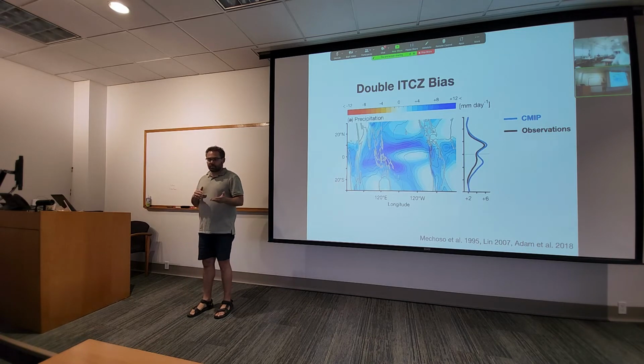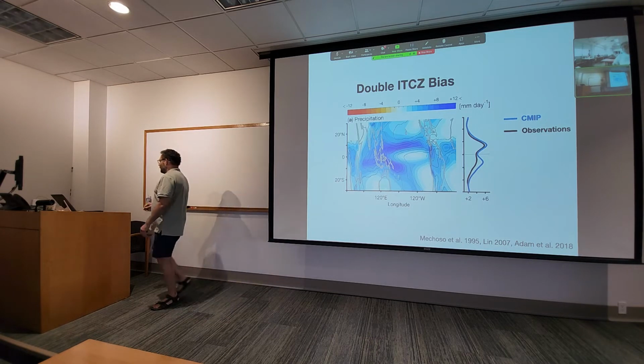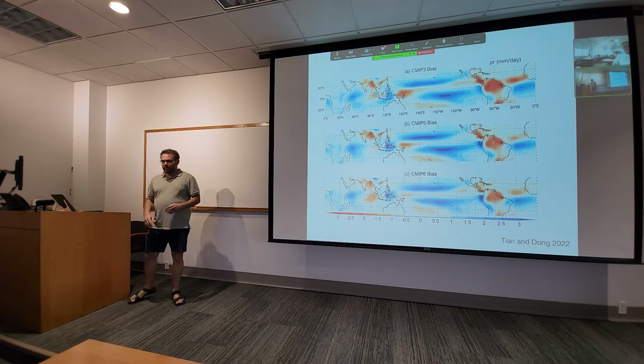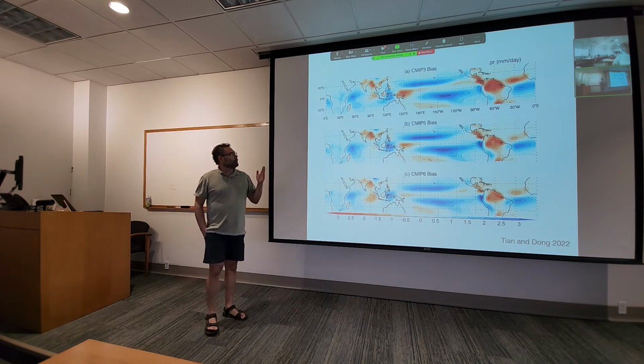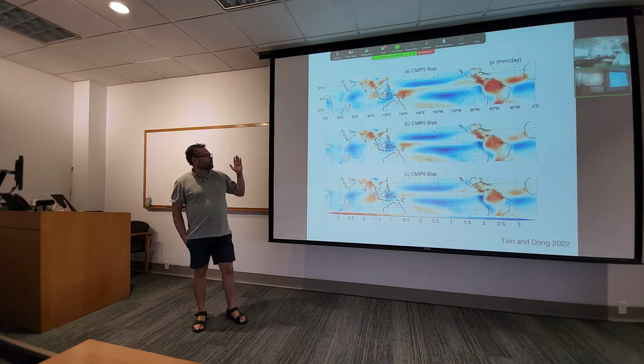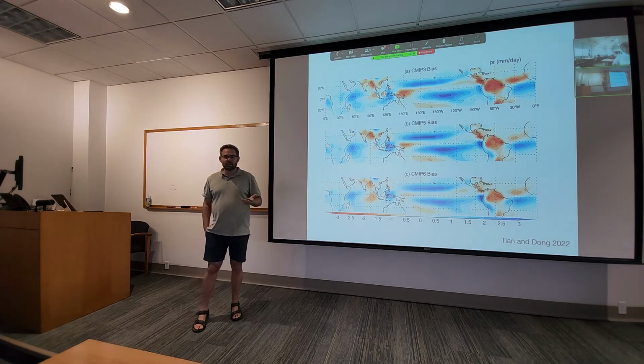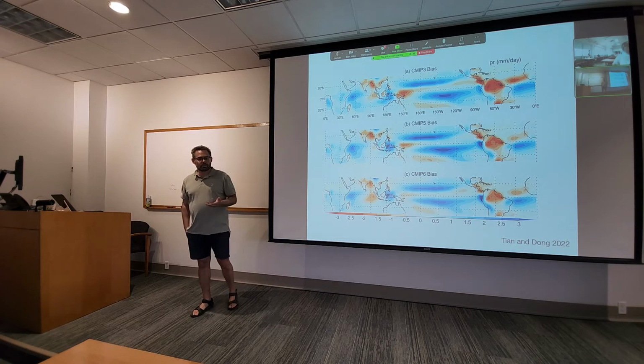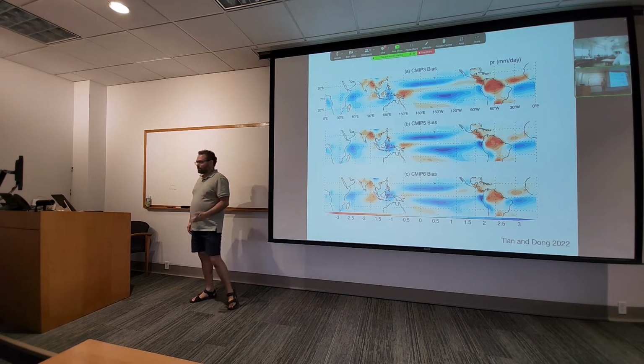This was first shown by Mechoso in 1995, but quite remarkably, the same bias has persisted through every generation of climate models. This is from Tian and Dong, a recent publication: essentially without any variation, the same bias has existed through CMIP3, CMIP5, and CMIP6. So this really suggests that there's some essential physics that is not captured by climate models.